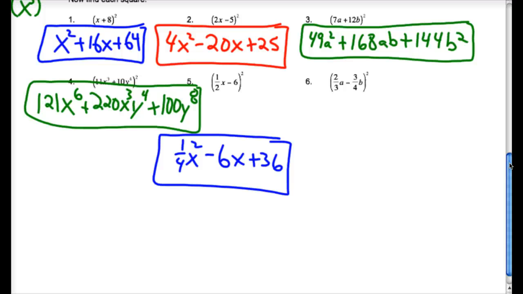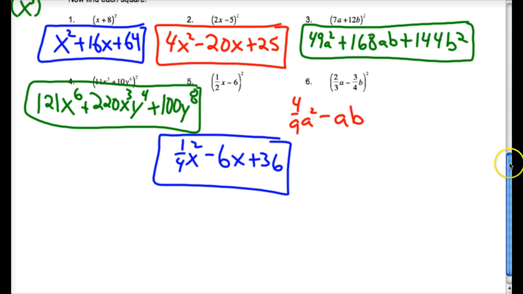Okay, do the last one. 4/9 a squared. Everybody try to hold that thought for a second. Everybody try to multiply 2/3 times 3/4 together in your head. One half. Negative 1/2 ab. Double it. Negative 1/4 a squared. Or no. That's all I got.